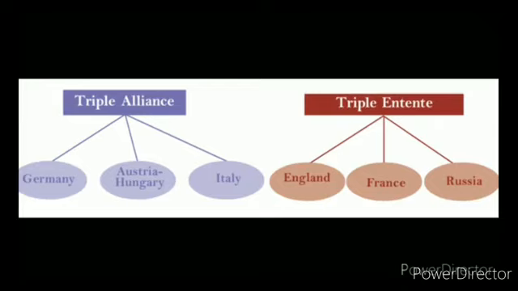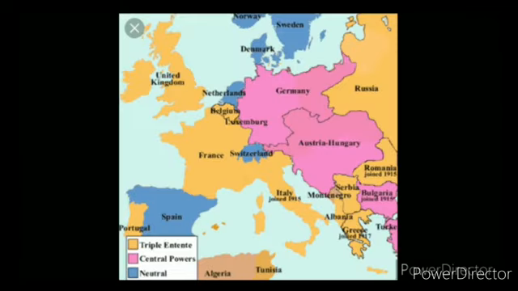The second reason, military alliances. Look at the screen. There are two military alliances during the period. Triple Alliance formed by Germany, Austria-Hungary and Italy. Triple Entente formed by England, France and Russia. The alliances manufactured and marketed many weapons.